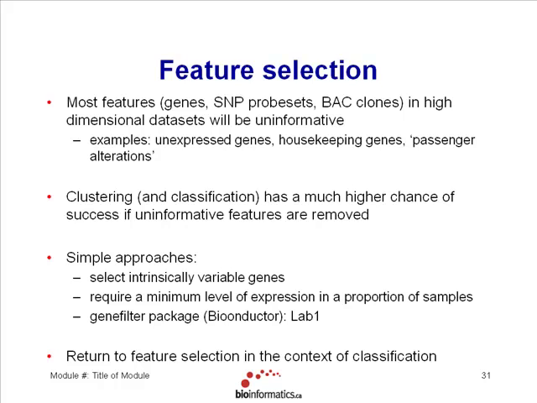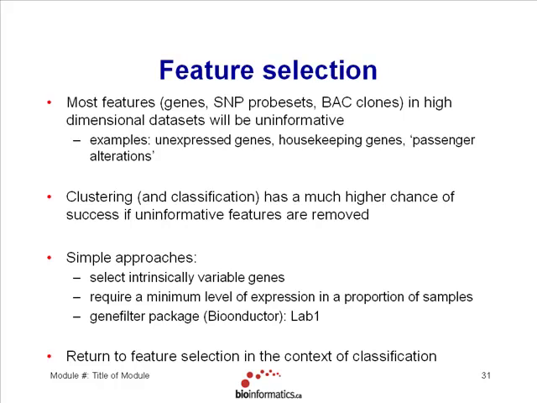And we want to try to avoid those. We want to try to ignore those when we're trying to extract structure from data. So the message here is that clustering and also classification has a much higher chance of success if these uninformative features are removed first. And so let's just discuss some simple approaches. One can measure the variability of genes or expression across all the samples and pick intrinsically variable ones.